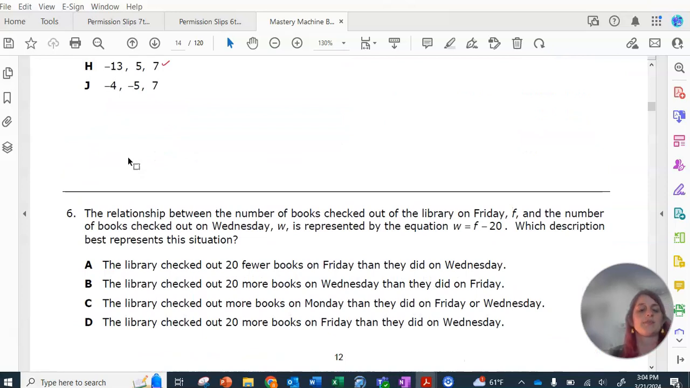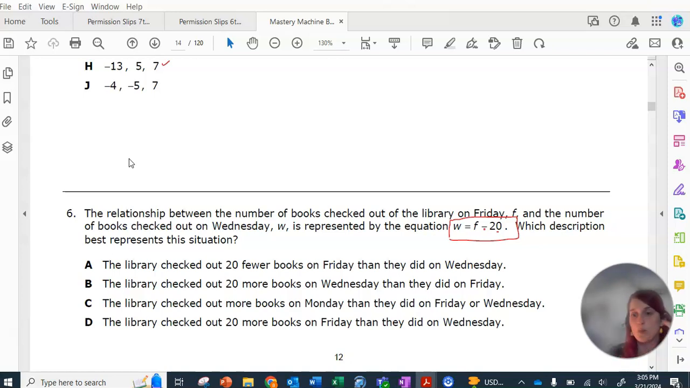Last but not least, the relationship between the number of books checked out of the library on Friday, which we're calling F, and the number of books checked out on Wednesday, which we're calling W, is represented by this equation right here. Which description best represents this situation? The library checked out 20 fewer books on Friday than they did on Wednesday. Okay, I see the 20. I see a symbol that could be fewer. But I get confused with these types of problems about which one is Friday and which one is Wednesday.